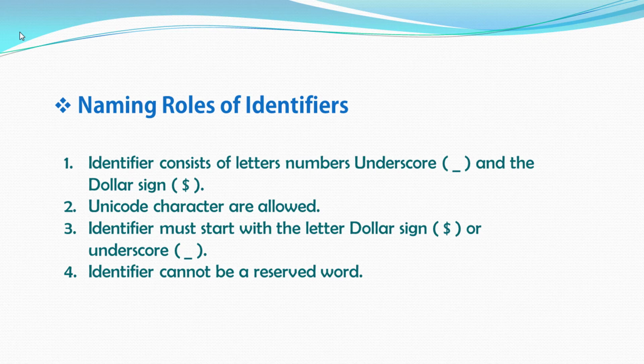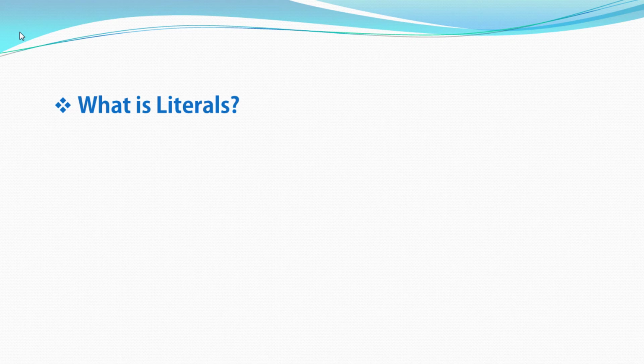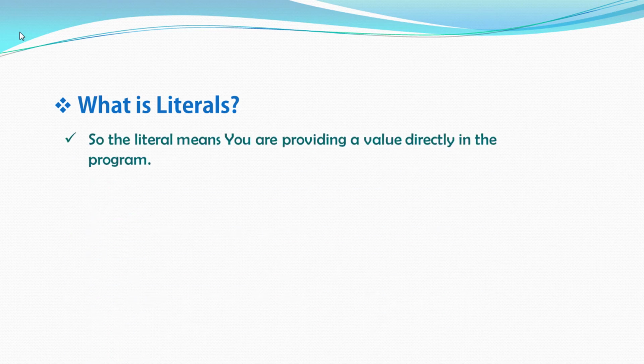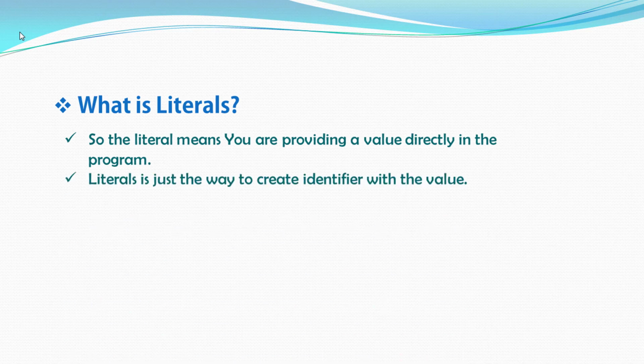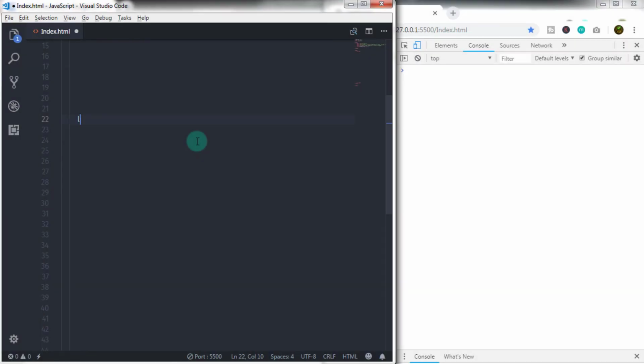Now, let me move to the next topic, literals. We already saw a literal in the previous example, where we specified a variable name with a numerical literal. So, a literal means you are providing a value directly in the program. A literal is just a way to create an identifier with a value. So, let's create a variable with the let keyword and name this variable goal. Now, we'll specify the literal for this variable. So, just type an equal sign and then in double quotes, we specify tutorial make happy. And just close this statement using a semicolon. In the double quotes, we specify a literal.